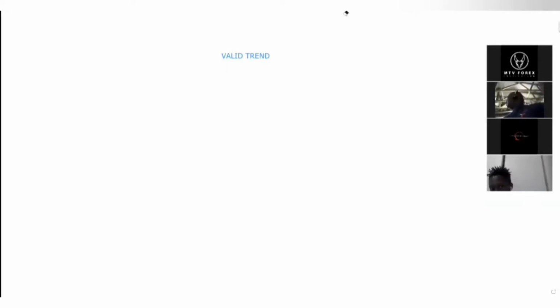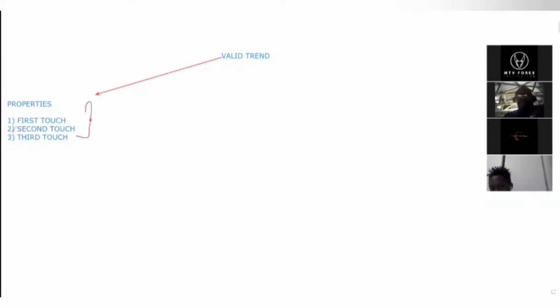So now we have what you call a valid trend. What is a valid trend? A valid trend is a correct trend. How do you identify the correct trend? Properties of a valid trend. We need to have first touch, your second touch, and then you need to have your third touch. That's what I mainly look for within a valid trend. Like I said, a valid trend has first touch, second touch, then third touch.